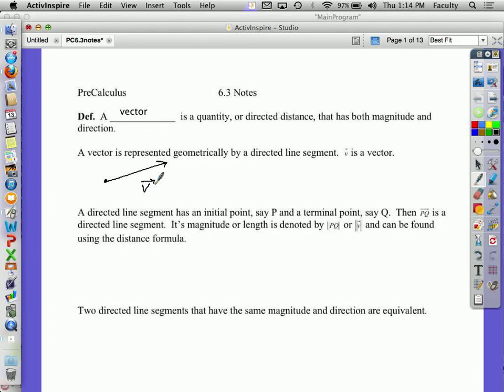A directed line segment that has an initial point, say P, and a terminal point, say Q, then PQ is a directed line segment. So let me draw a picture here. So here's P. Q is really that terminal point. It's the stop. But we do write it, and it does look like a ray symbol above it. Its magnitude or length is denoted by, and it looks like absolute values.